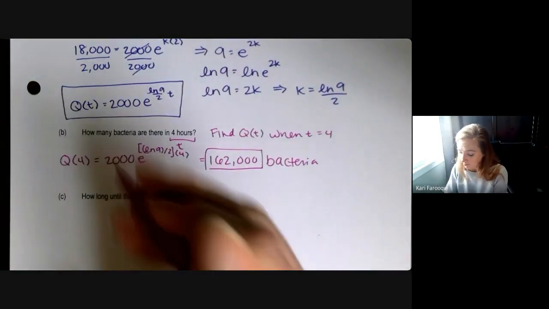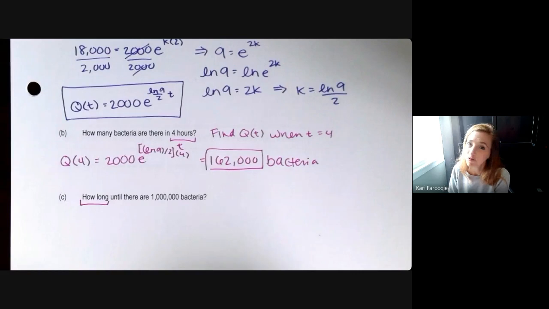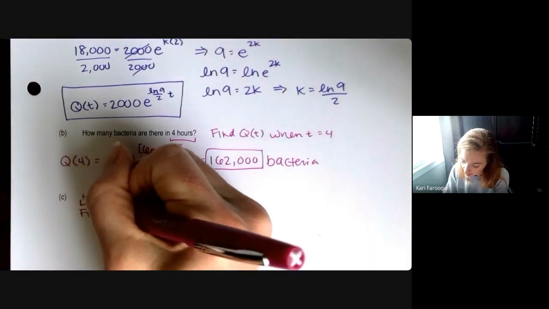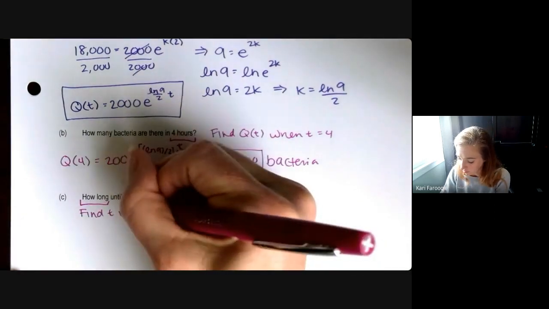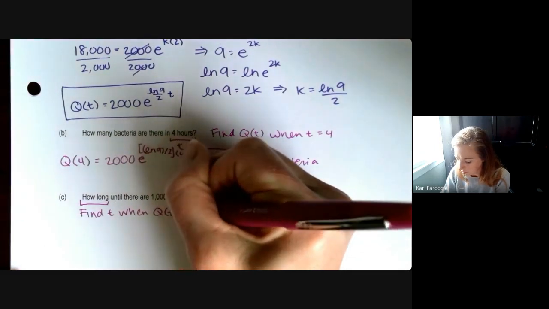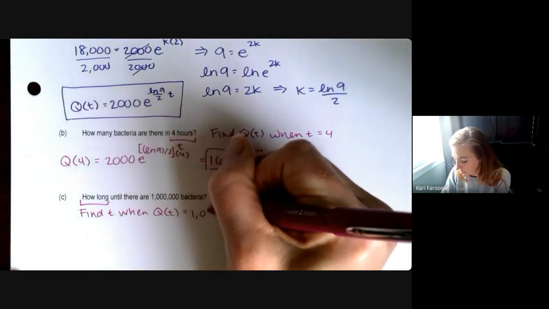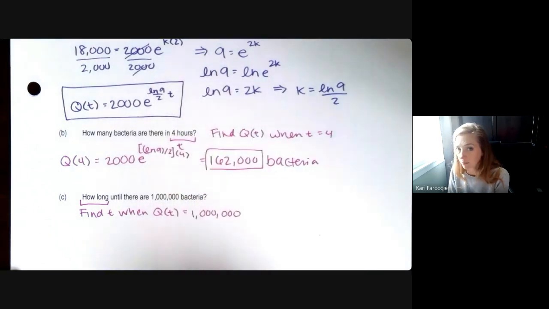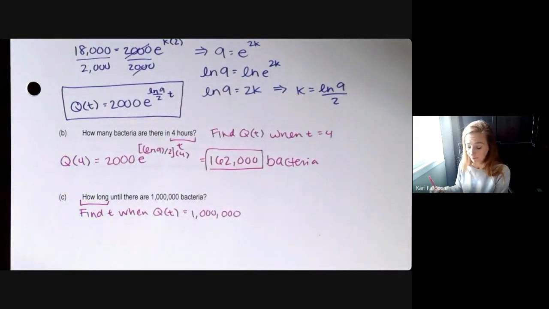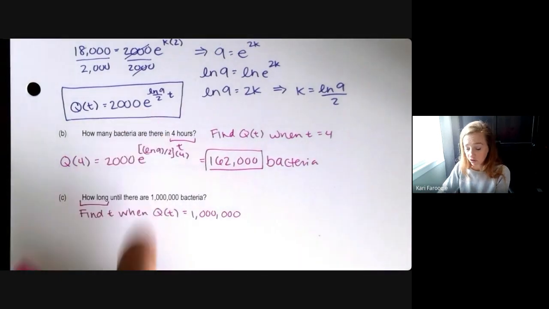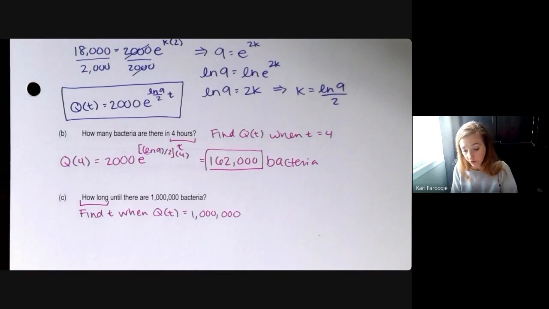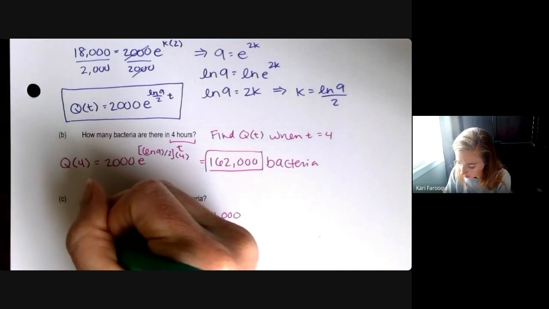How long means find t, find an amount of time until there are 1 million bacteria. So we're going to say find t when q of t is 1 million. So we're going to do that now. I'm going to set our q of t to be equal to 1 million. Again, I'm using the initial function that we found in part A.